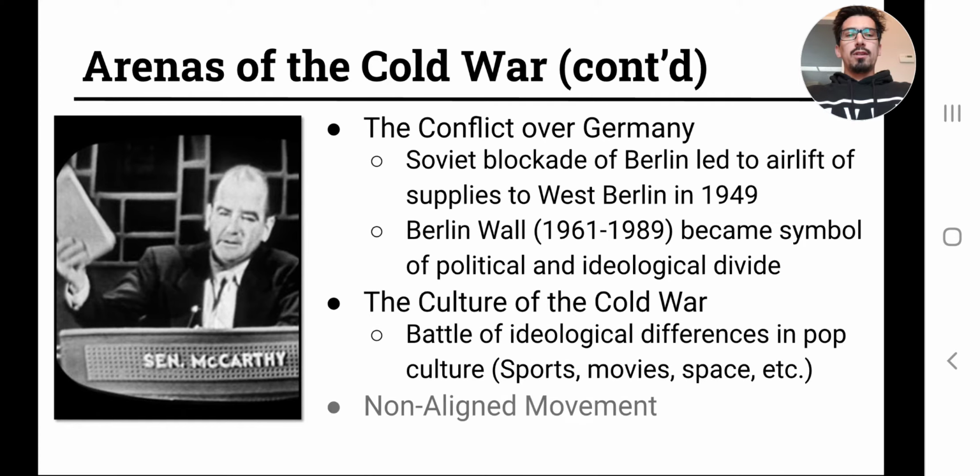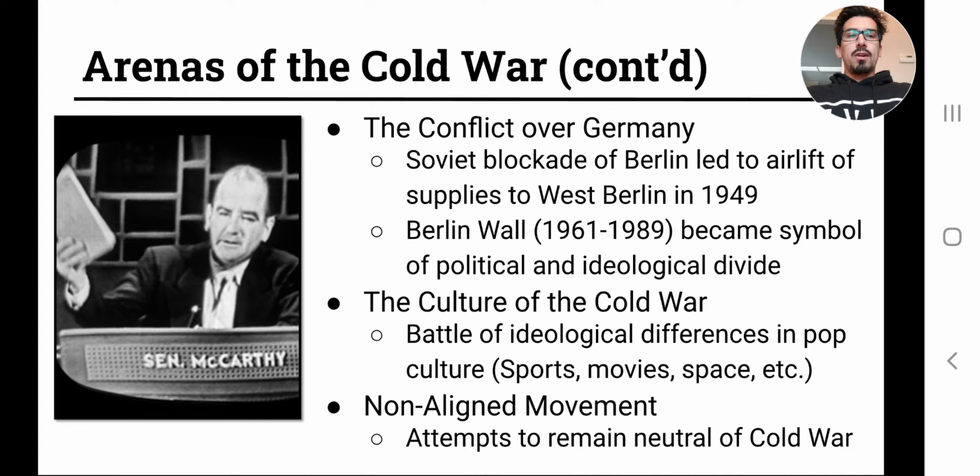But the Cold War also was fought culturally speaking. And so ideological differences showed up in a number of different areas. So we have sports. For example, even in hockey, there's this really cool story about the U.S. Olympic hockey team in 1980 beating the Soviet Union for the first time in 20 years. And that was a really important moment, culturally speaking.